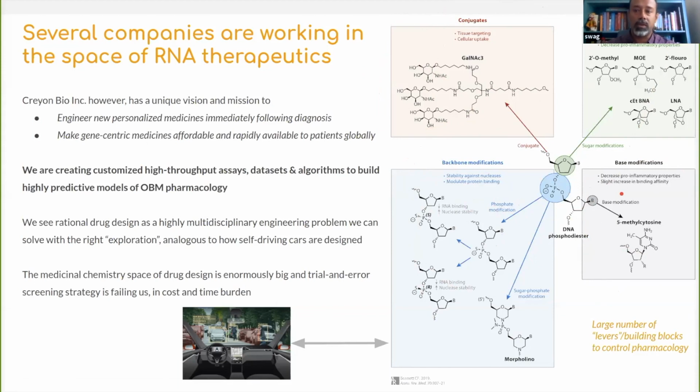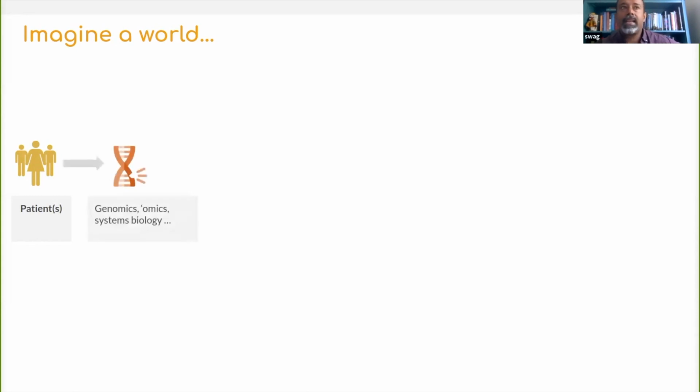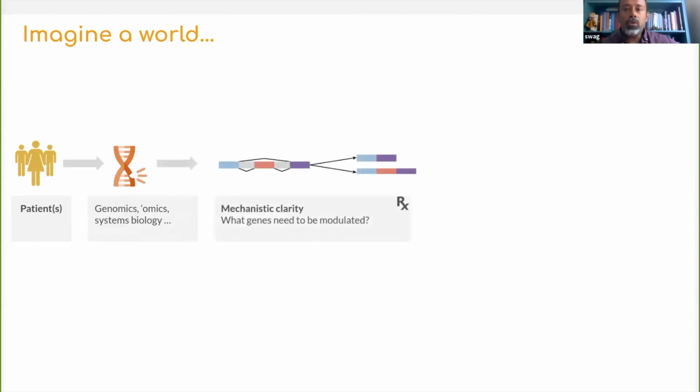Again, analogous to creating a self-driving car, where the constraints in the design space and safety concerns are, I would say, at least analogous. You have to make something absolutely safe for it to be of any interest. So imagine a world where you could do this. Obviously this is still not, well, it's not entirely not possible, as you saw the Millicent story, but imagine a world where a patient could come in and you get mechanistic clarity from genomics, systems biology, and other methods. And you know what genes to modulate.